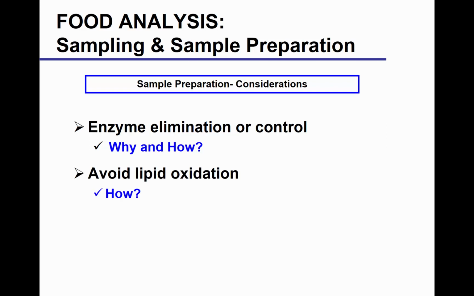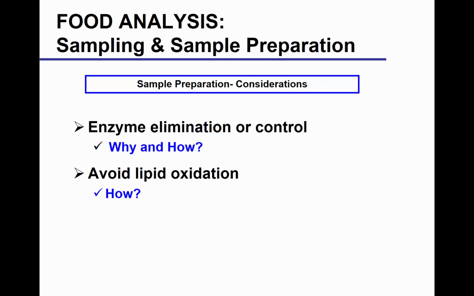How do we avoid lipid oxidation? Lipid oxidation can happen if you have lipoxygenase, let's say, or if your sample is exposed to oxygen or light. So you can have autooxidation, photooxidation, or enzyme oxidation. So how do we avoid that? You don't want your sample to get oxidized, obviously. So how do we avoid lipid oxidation? Were you going to say anything, Jacob?